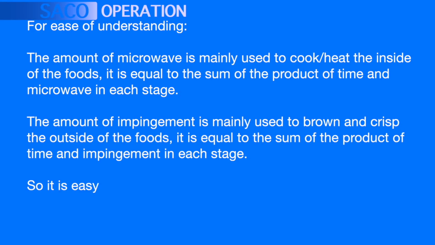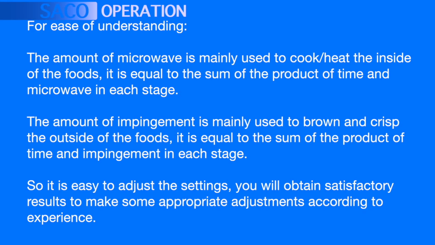For ease of understanding, the amount of microwave is mainly used to cook or heat the inside of the foods. It is equal to the sum of the product of time and microwave in each stage. The amount of impingement is mainly used to brown and crisp the outside of the foods. It is equal to the sum of the product of time and impingement in each stage. So, it is easy to adjust the settings. You will obtain a satisfactory result by making some appropriate adjustments according to experience.